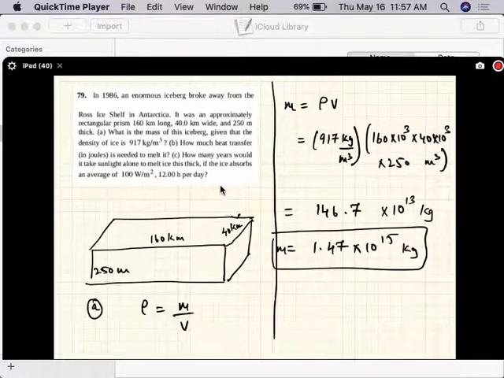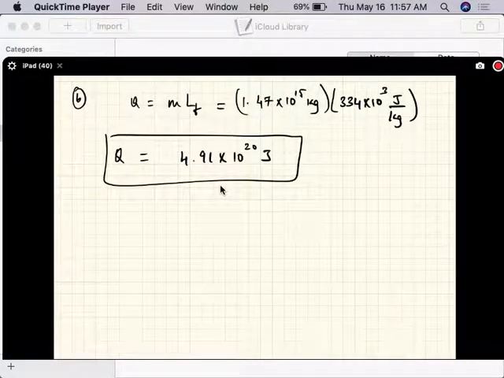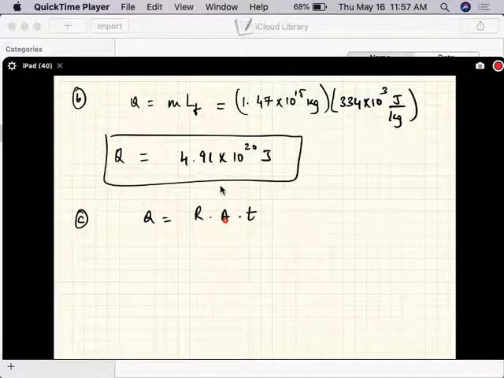So how many years does it take sunlight alone to melt ice this thick if the ice absorbs an average of 100 watts per meter square? The amount of heat is the rate at which heat is falling times the area times the time. So this is 100 watt per meter square, and that'll be the top area of the ice shelf. That's the area that's exposed to the sunlight, times the time.